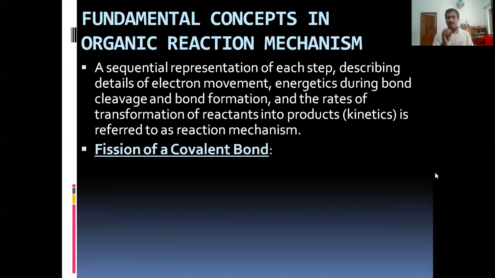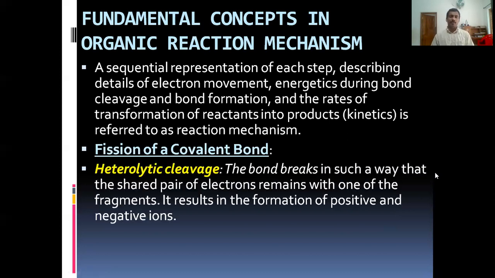In reaction mechanism, first we can see what is meant by fission of a covalent bond, bond cleavage, breaking of a bond, how it is possible, how many types of bond cleavages are present. We can see there are 2 types of bond cleavages. The first one is heterolytic cleavage. When a covalent bond breaks, the shared pair of electrons move towards only one of the atoms. Then that particular group will become negative and the other group will become positive. The bond breaks in such a way that the shared pair of electrons remain with one of the fragments. It results in the formation of positive and negative ions.